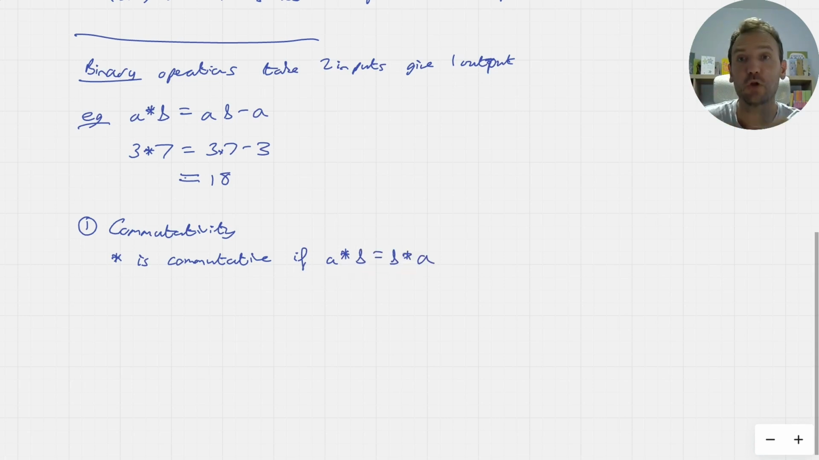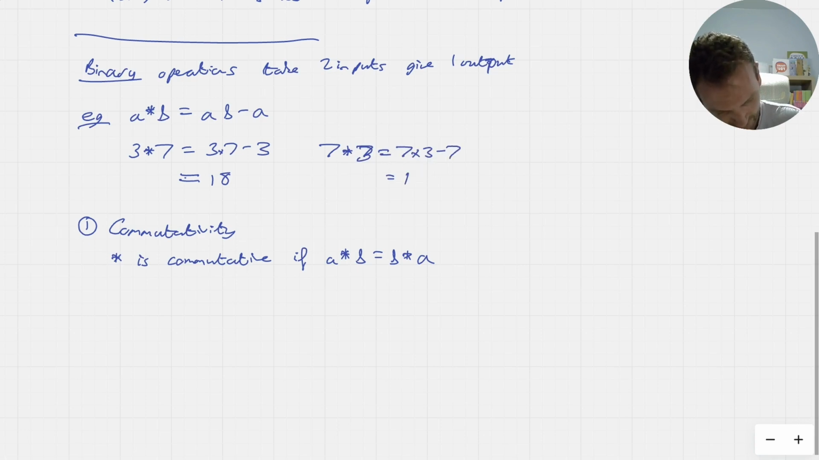So I'm not limiting myself to the example above, because that example above would not be commutative. If we did 7 star 3 in this example above, then we'd get 7 times 3, but then we'd be subtracting 7, and as you can quickly see, we're going to get a different answer. So that would be an example of one that's not commutative. The most simple examples of something that is commutative are addition and multiplication. Subtraction's not, because 7 subtract 3 isn't the same as 3 subtract 7. Division isn't commutative. So that's one important property that we'll look at.